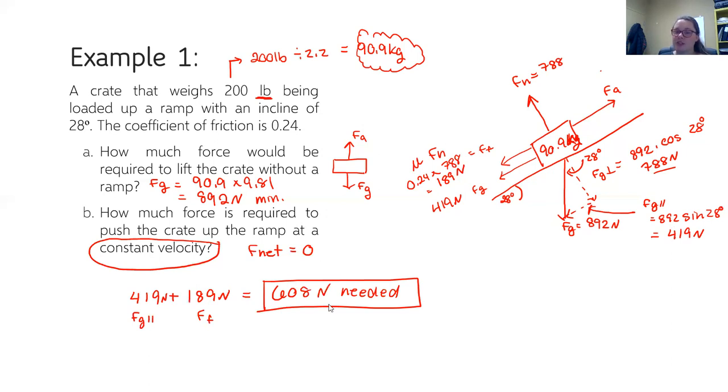You'll notice the force needed to push it up the ramp, even including friction, is less than the force needed to lift the crate. Why do we use ramps? It requires less force. Because it requires less force, it should require less exertion. Okay, so that's a really good example of think and apply.